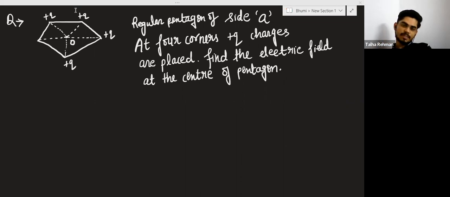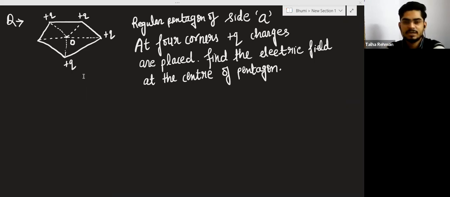Okay, so this is a regular pentagon. Four positive charges are placed at four corners, and at one corner there is no charge, and we have to find the electric field at the center.